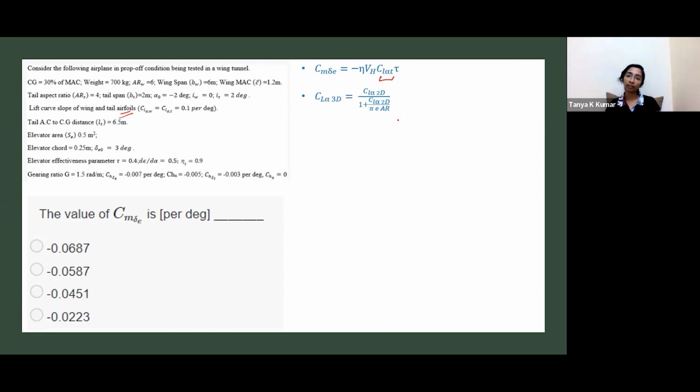The point to be noted here is your CL alpha 2D. This value is given in per degree, so this would be 0.1 by 1. Here you need to take into consideration that this quantity is valid only if your CL alpha is in per radian. So you need to do the conversion there. Whenever this term is given as something divided by pi EAR, that means the derivative above has to be in per radians. That is what you need to remember while solving this.